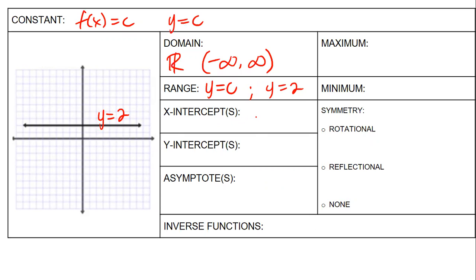Your x-intercept, in order for this to be a function, there is not an x-intercept. Your y-intercept is always 0, comma, the C value, whatever the constant is. So for this graph, what is our y-intercept? 0, comma, 2. All right. There is no asymptote. There's no maximum asymptote.